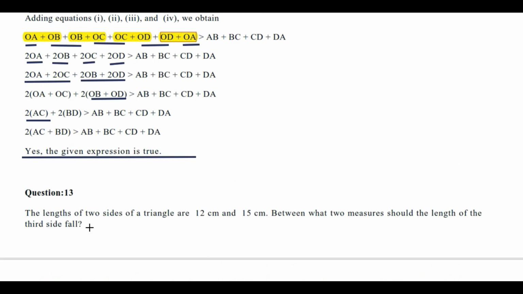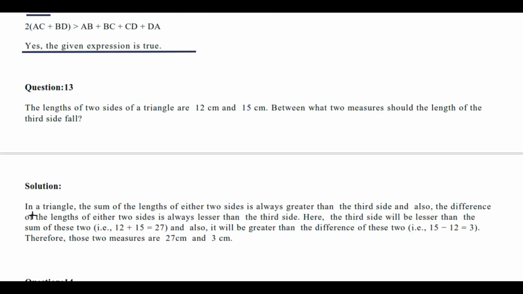Now question number 13. The lengths of two sides of a triangle are 12 and 15 centimeters. Between what two measures should the length of the third side fall? So here you have to write the statement. In a triangle, the sum of the lengths of any two sides of a triangle is greater than the third side. Okay, you already know this. Also, the difference of the lengths of any two sides is always lesser than the third side.